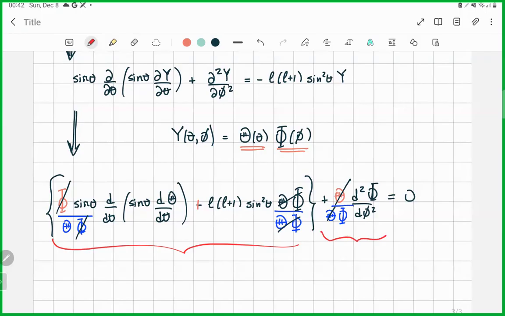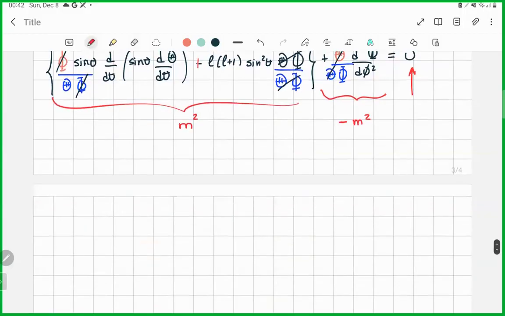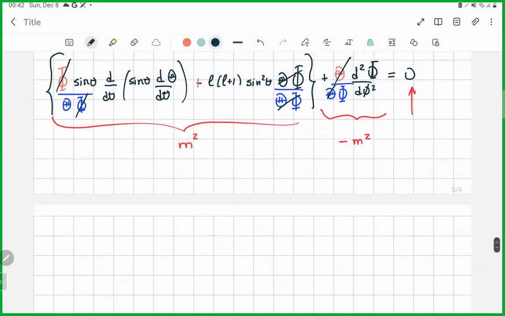For this sum to give us 0, then we know for sure that we have to have a constant. So this is going to be constant m squared, and this is going to be constant minus m squared, so that we get 0. So we finally found the two last equations. The two last equations are the one that depends only on phi and the other one that depends only on theta. So let's write here the one that depends only on theta.